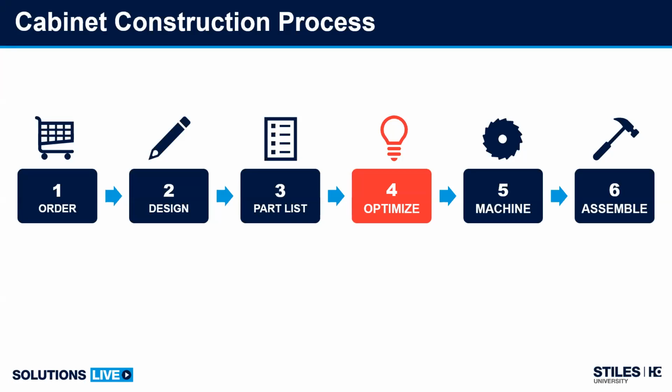Then we have to optimize that part list. We have to optimize it for a saw. We have to optimize it for a router. Or we have to optimize it for how the parts flow through the shop. We need to do something with it. And then we have to get it to our machines, whether, again, it's a saw, a router, or a machining center of some sort, and we have to assemble it and get it out to the shop.